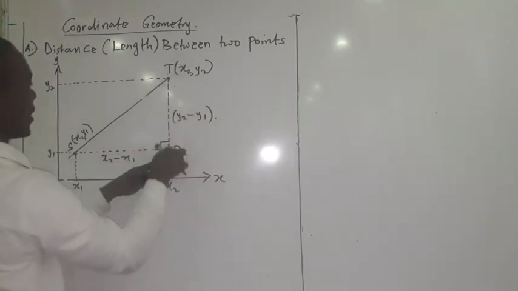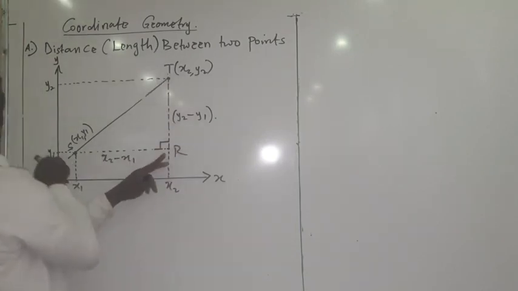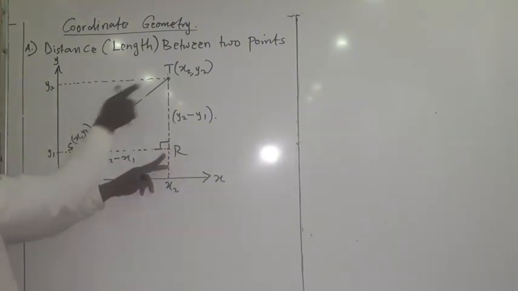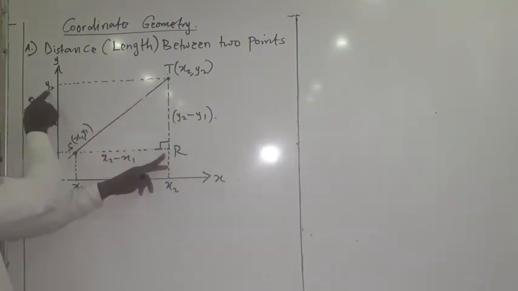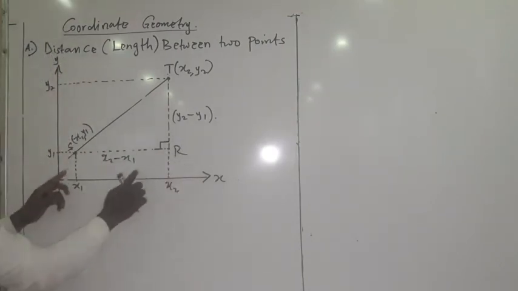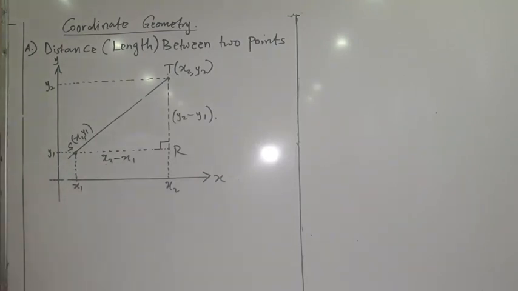Where do we get this from? If you check, TR is vertical. That's why we move from the initial point of R, which is y1, to point T, which is y2. So the difference between y2 and y1 is y2 minus y1. The same thing applies for x2 minus x1. To know the distance between S and T, we are going to make use of Pythagoras theorem. As you can see, triangle SRT is a right angle triangle. So you can now say, by Pythagoras theorem.